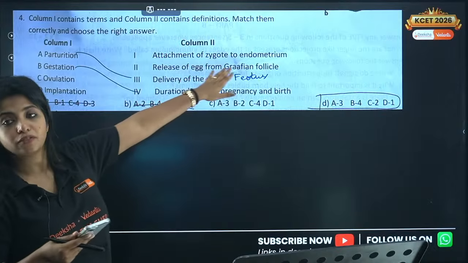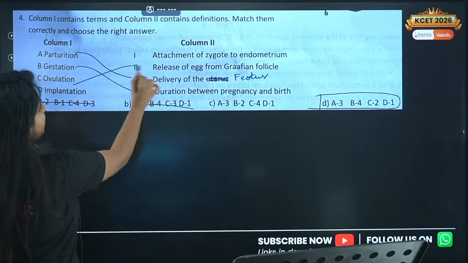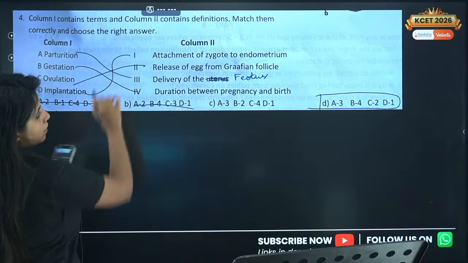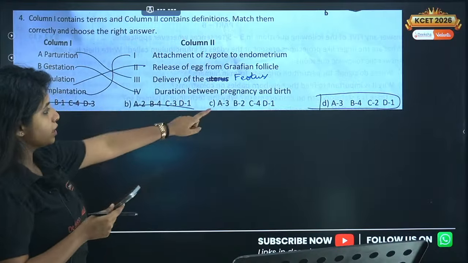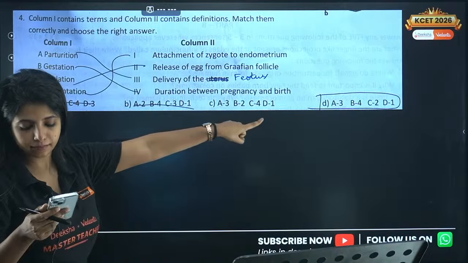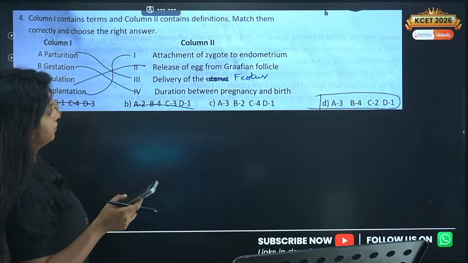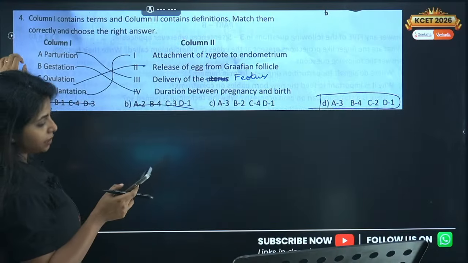Ovulation means release of egg from the Graafian follicle. And implantation, my dear children, is what? Attachment of the zygote towards the endometrium. Okay. So your answer for this question would be D. Cool? Fine. I hope this is done.